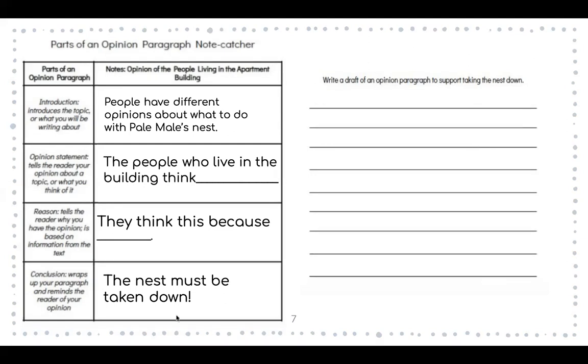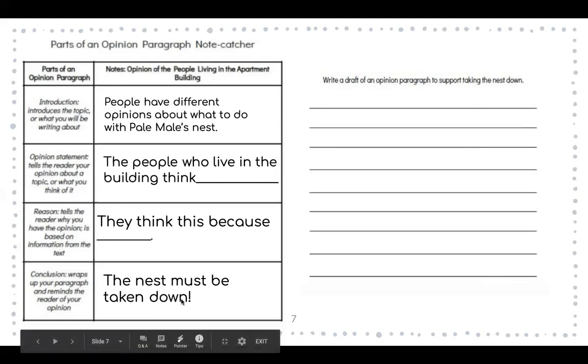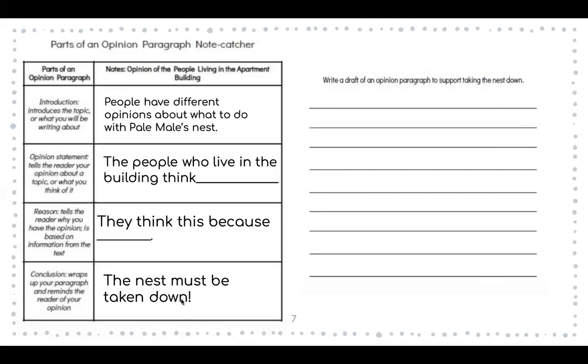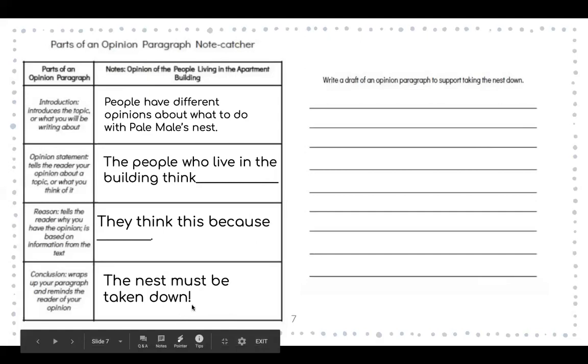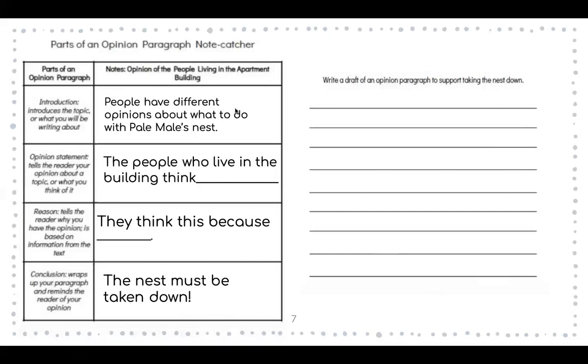Then your conclusion is the nest must be taken down, because you're restating and reminding your reader what the opinion was. The people in the apartment building wanted the nest to be taken down. So you're taking all of this information and putting it into your paragraph. That's why this is really important, to copy down our sentence starters and to fill them in. Make sure you are answering what the opinion of the people living in the apartment building is, not your own opinion.